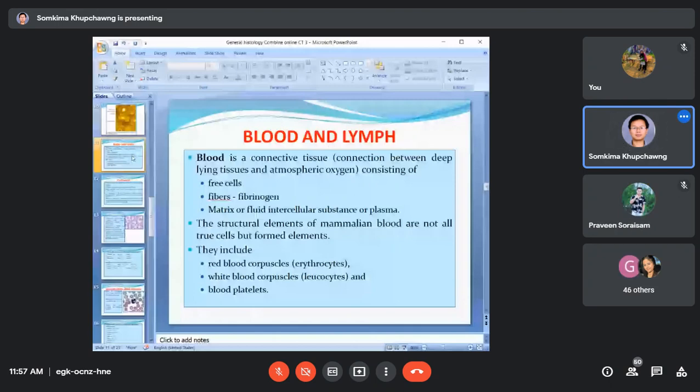Because some of the organelles are also absent, and also the nucleus is absent, okay? So here, blood includes the red blood corpuscles, the white blood corpuscles, and the platelets. The RBC or erythrocyte, and then WBC, white blood corpuscles or the leukocytes. Two types of leukocytes are there: granular and agranular leukocytes. We'll discuss later, and then the platelets.